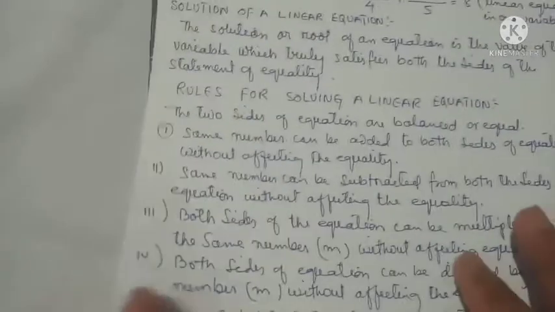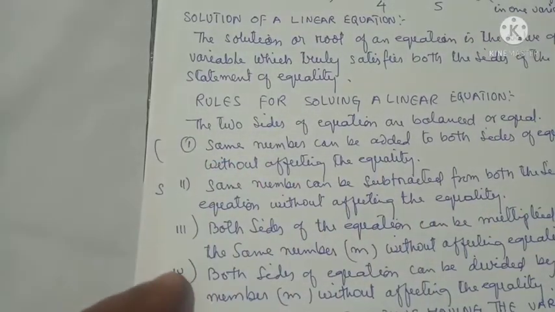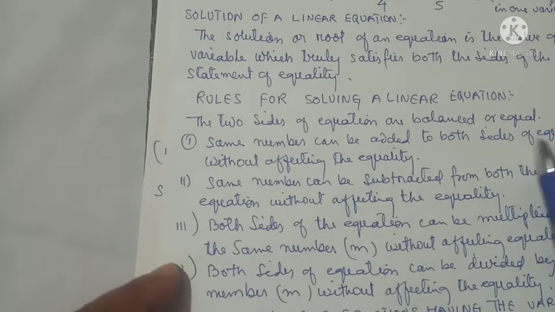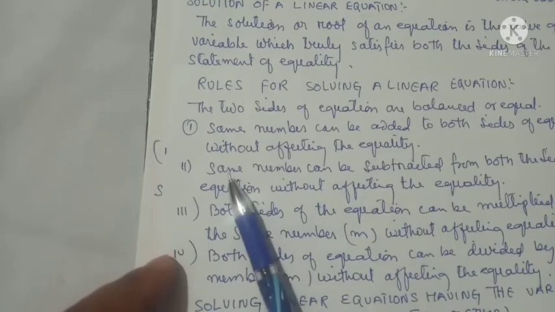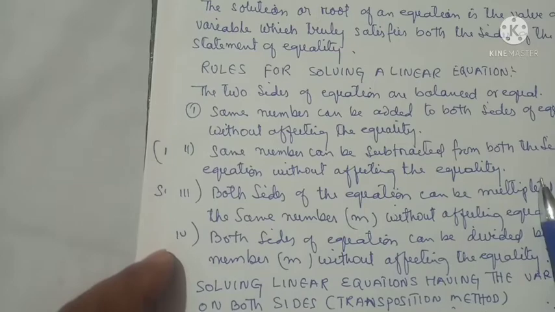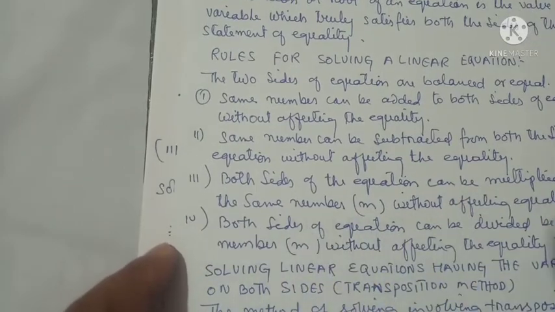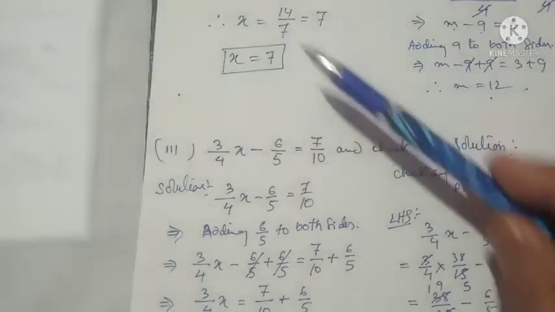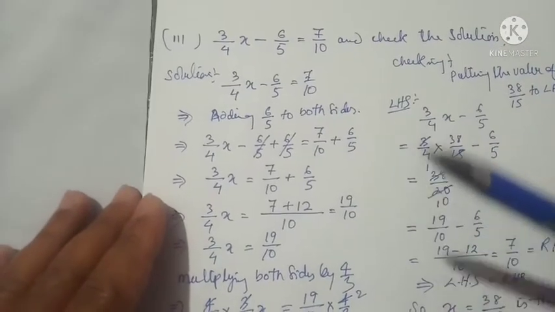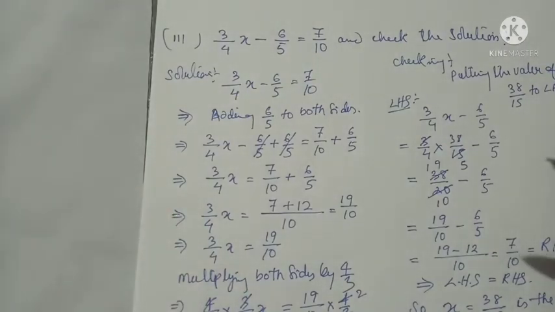The rules: the first rule is that the same number can be added to both sides of the equation without affecting the equality. The second is that the same number can be subtracted. The third is that both sides of the equation can be multiplied. The fourth is that both sides of the equation can be divided. We have discussed these rules. We call them the systematic rules, to find the solution of the given linear equation. Okay, this is a method that we have discussed.